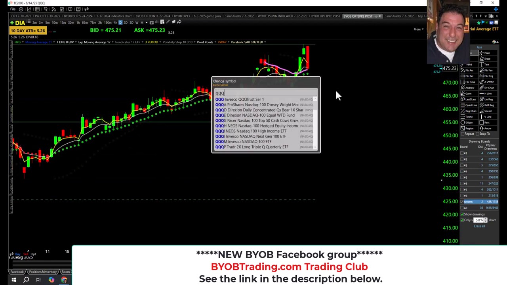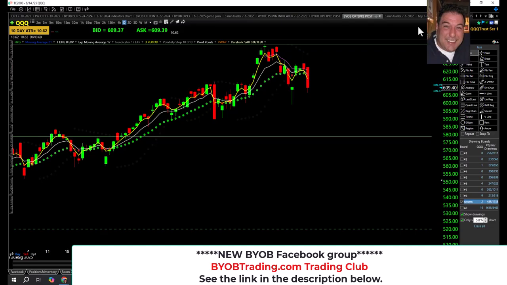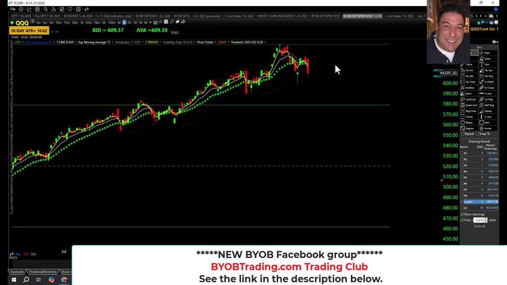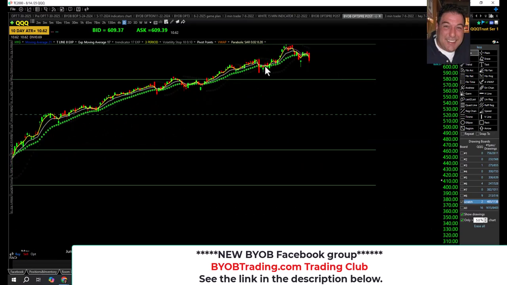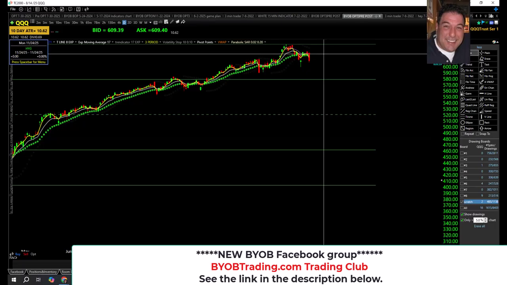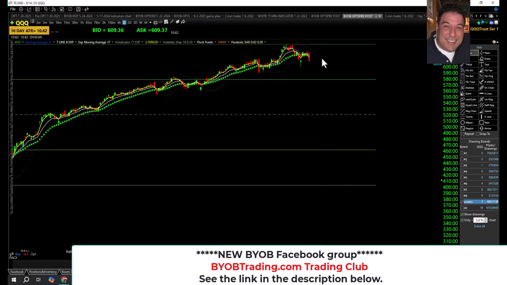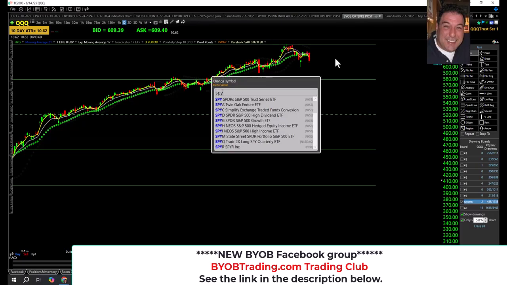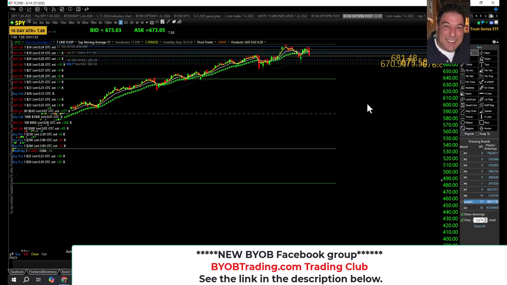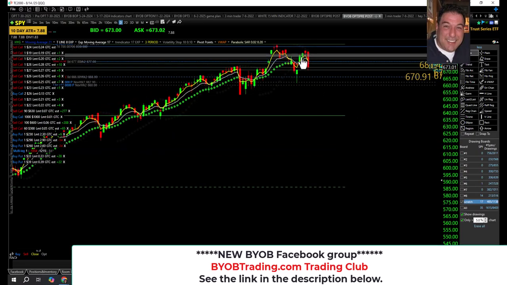By the way, QQQ, still bullish up here, but still in a downtrend. Okay, still bullish, top of quadrant 4, middle of quadrant 4, but still in a downtrend. SPY, still bullish up here at the top, but still in a downtrend. Got to take out the all-time highs.